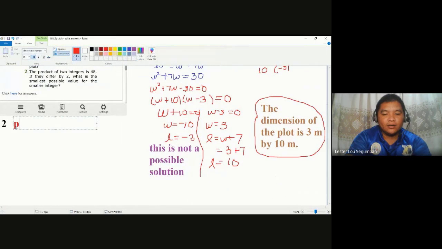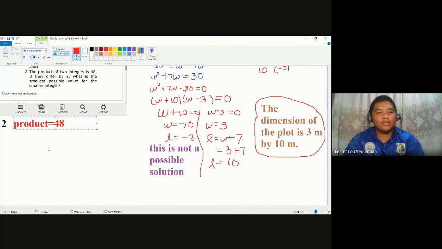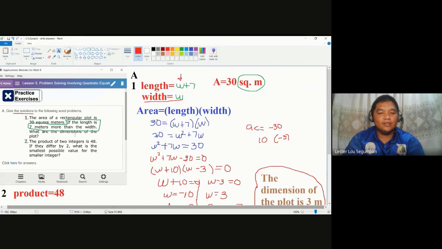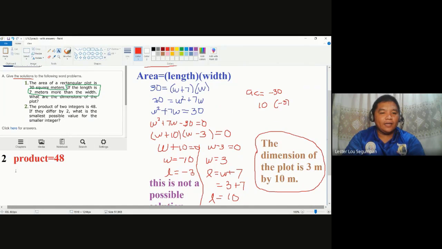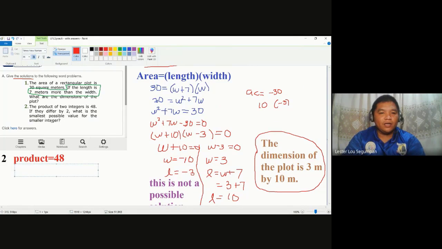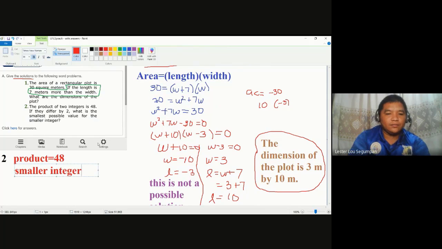So the product is 48. I don't have units here because I'm talking about integers. It's 48. And then we have two numbers, the smaller integer, which is equal to something, and then the larger integer. Take note of the term integer.